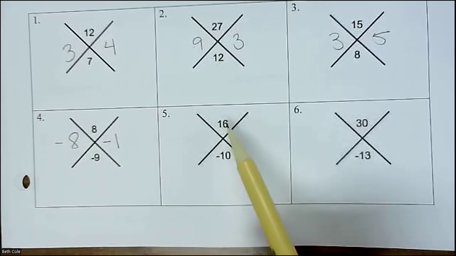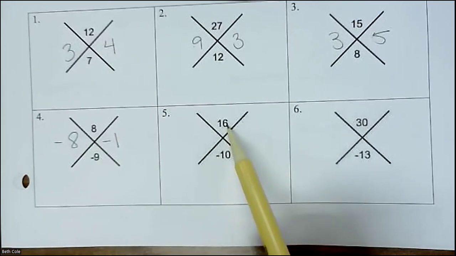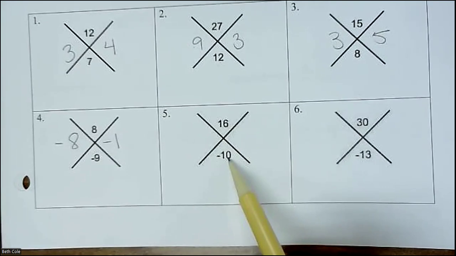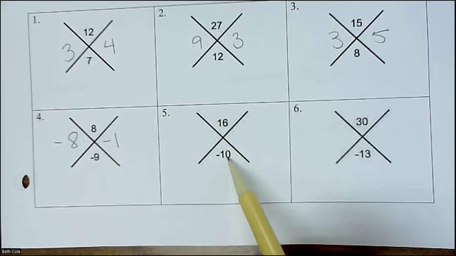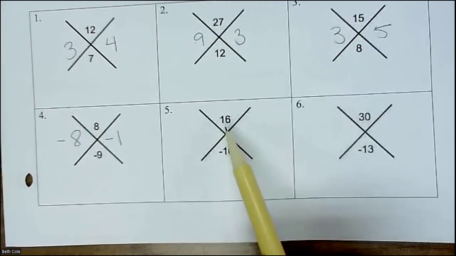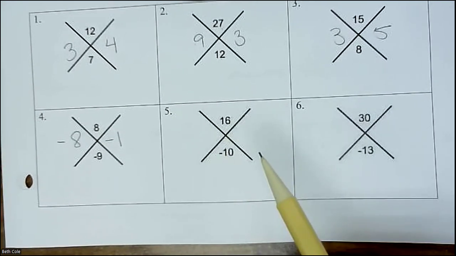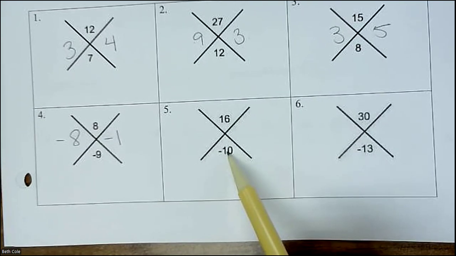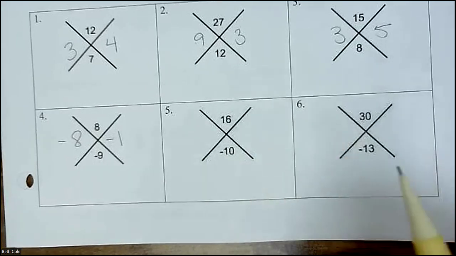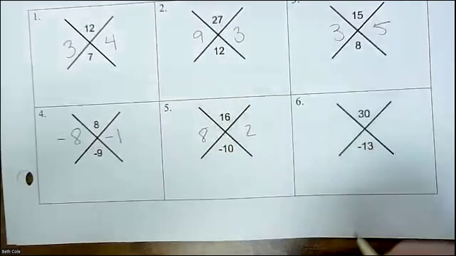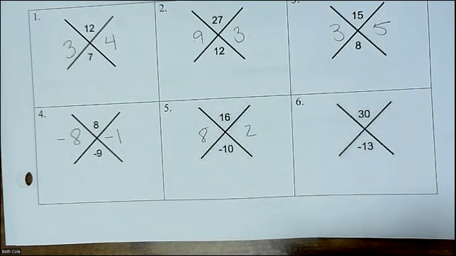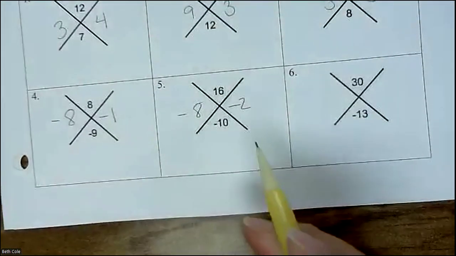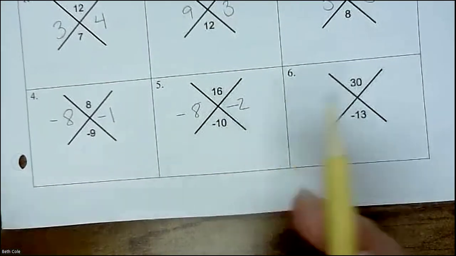All right, let's try again. I need numbers that multiply to be 16, that add up to be -10. So 16 plus 1 is not going to be -10. So it cannot be 16 and 1. What else multiplies to be 16? 4 and 4 will not add up to be 10. There we go, thank you. 8 times 2 is 16, but they're negative, because -8 plus -2 is -10.